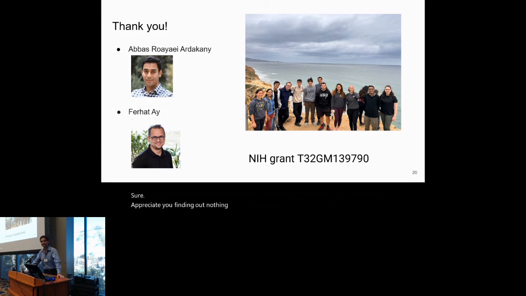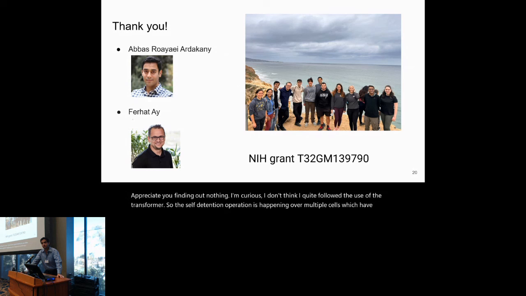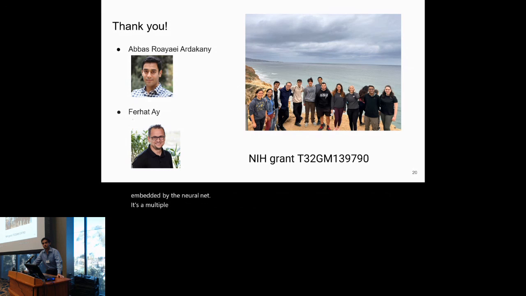I'm curious, I don't think I quite followed the use of the transformer. So the self-attention operation is happening over multiple cells which have been embedded by the neural net? Or it's multiple genes, essentially. So the genes have a channel vector at that point? Essentially, yeah. And where does that come from? That's learned by another neural network, and everything is trained jointly.